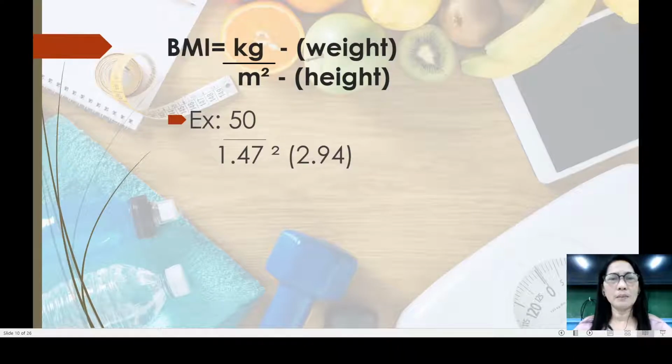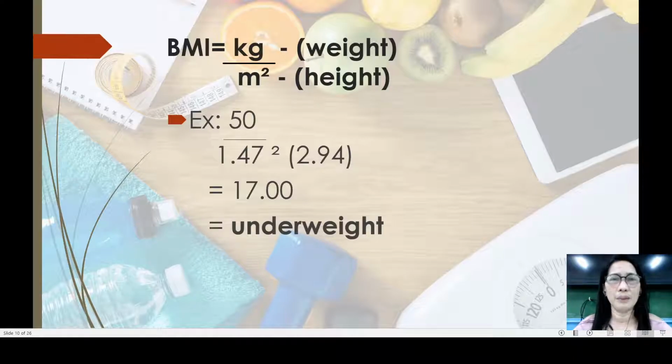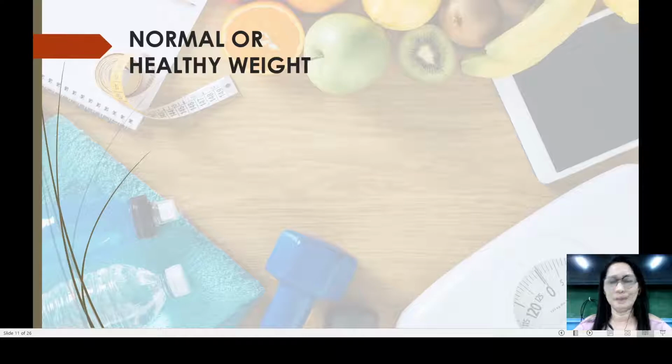And then 1.47 times 1.47 is equivalent to 2.94. Gets po? Just to get the meter squared. Okay, and then the answer is 17.00, and that is underweight. So, ibig sabihin, underweight ako. Ganon. Okay. Next, another classification of weight is normal or healthy weight.